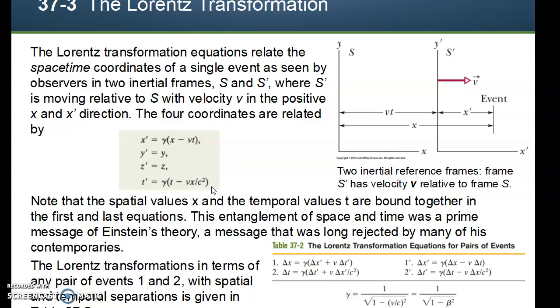So the Lorentz transformations in terms of any pair of events with spatial and temporal separations is given by these particular equations right here. Okay? Depending upon which way this is x with the change with respect to x, this is change with respect to x prime, right? So depending upon which way it moves.